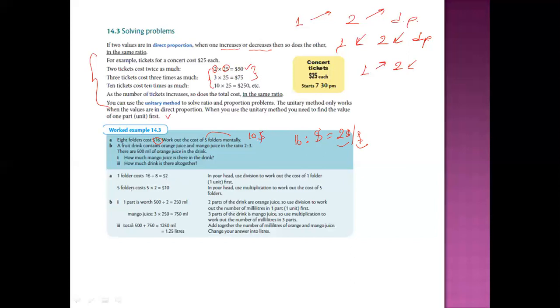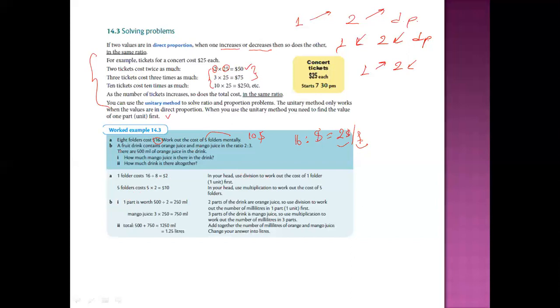Okay, and there we have solutions as you see here. One folder's cost is 16 divided by 8. You will find $2. It's in your head. Use division to work out the cost of one folder, one unit, first. Okay, first of all, you should find the one part or one unit, and then you can find the others, for example 5 or any number, 72, 105. You will find it exactly.